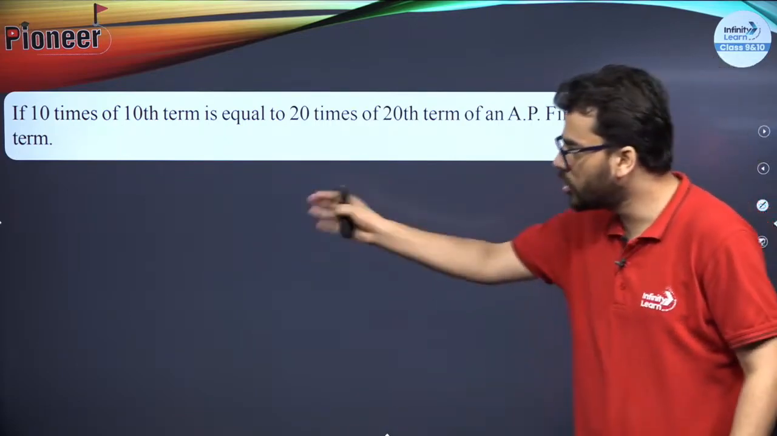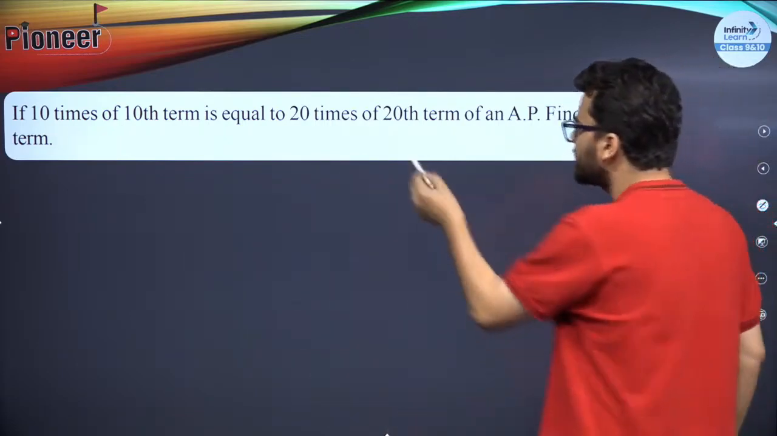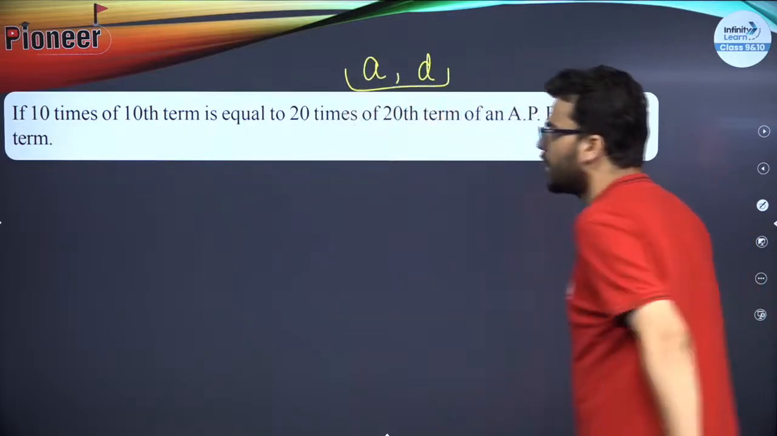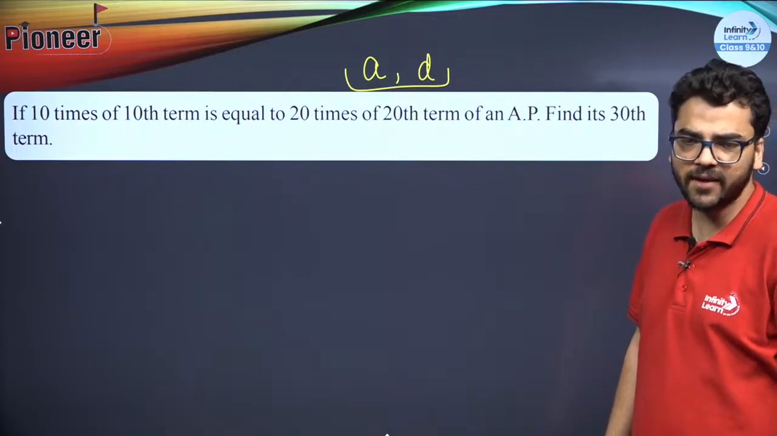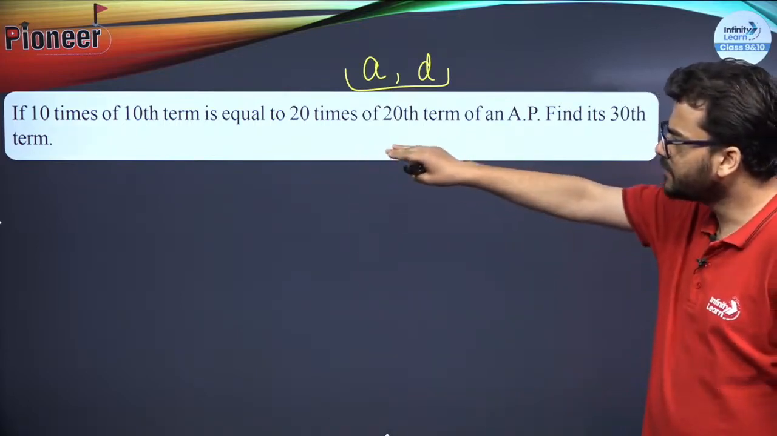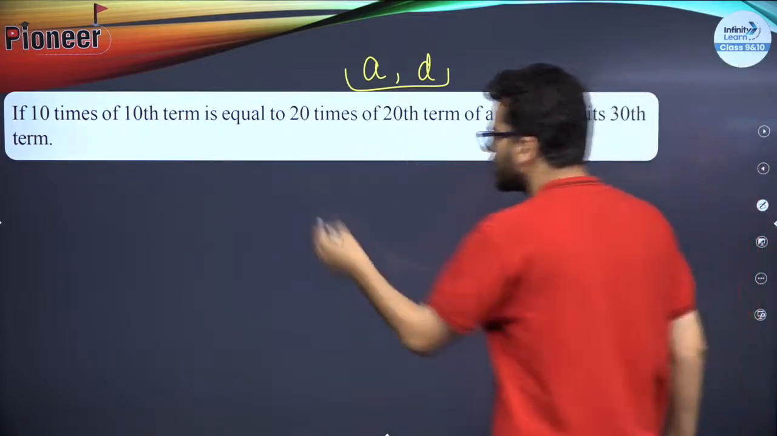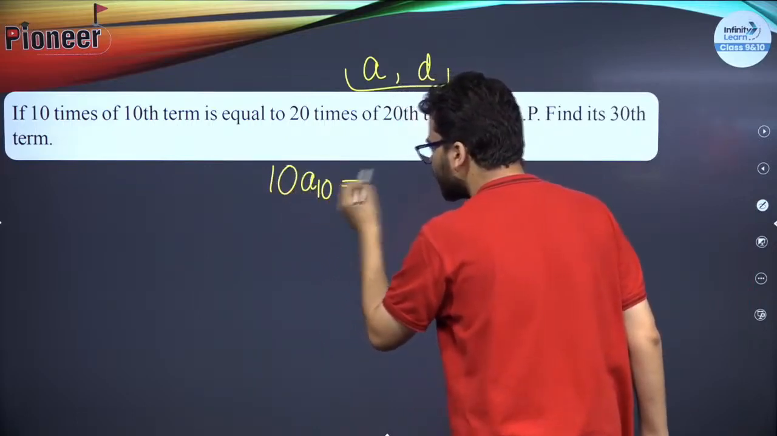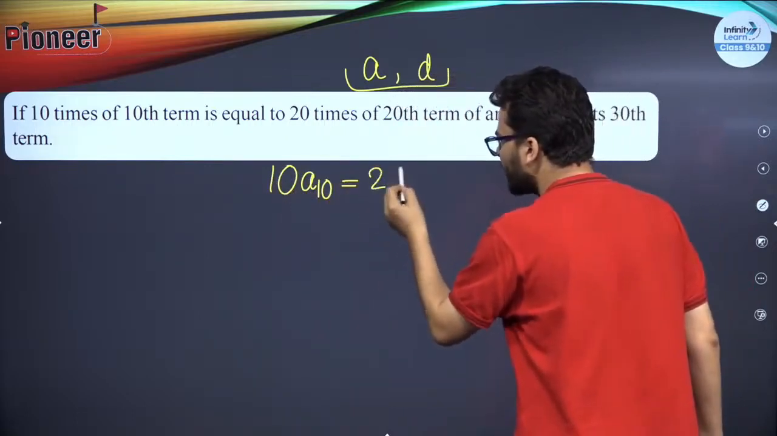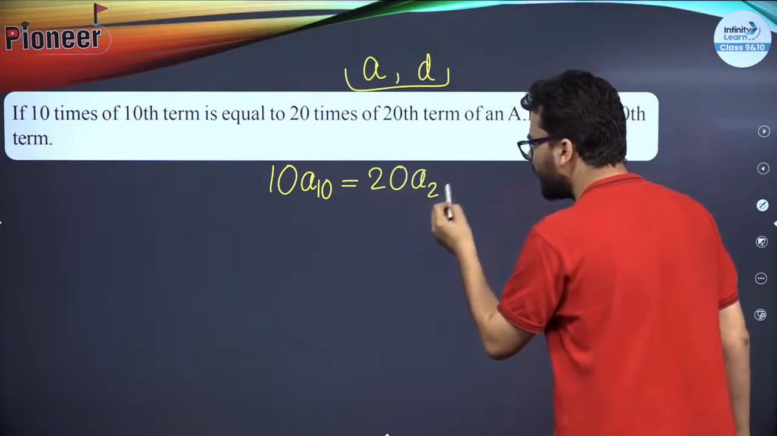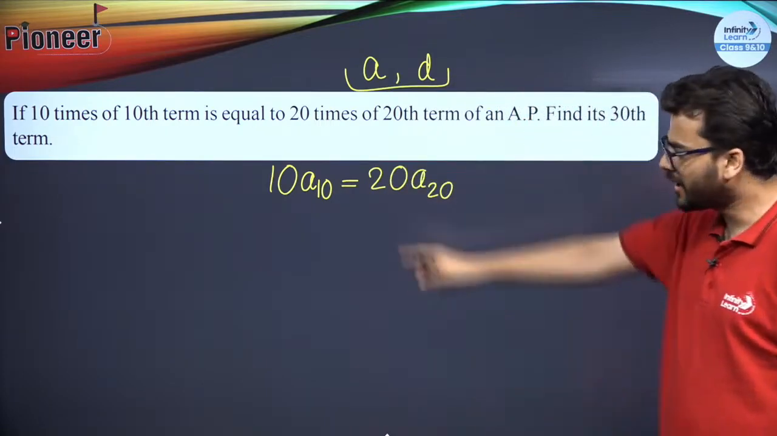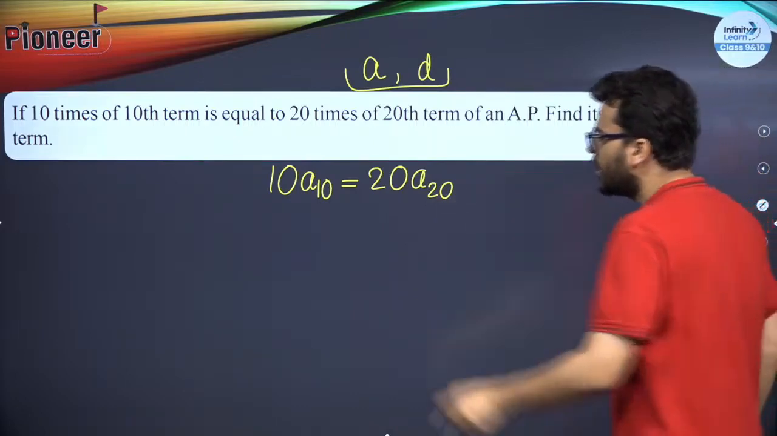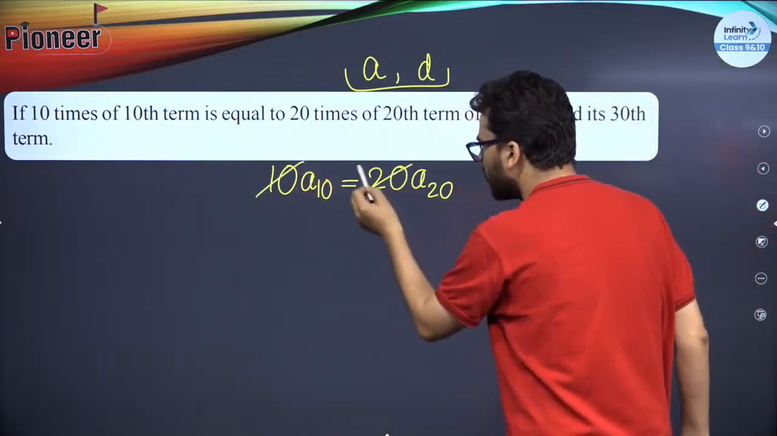So you see, you don't know what is the first term of this AP. Suppose it is A. You don't know what is the common difference. Suppose it is D. Now use the information which is being given in the question. 10 times of the 10th term, it means 10 into A10, is equal to 20 times the 20th term, so 20 into A20. Correct? That is given in the question itself. So can I not say this will be cancelled out 2 over here?